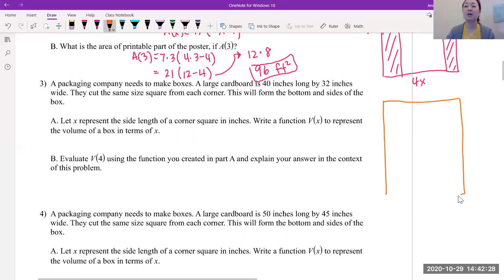So always I like to draw them out. For you guys, again, it'll be drawn out for you. This is always helpful for me. So it is 40 by 32. Okay, now it says they cut the same size square from each corner. So it's going to be like same size square corner. You guys have ever tried to make a box, right, with paper? Like it's the same kind of idea, right? You cut it out and then you tape the sides back up.